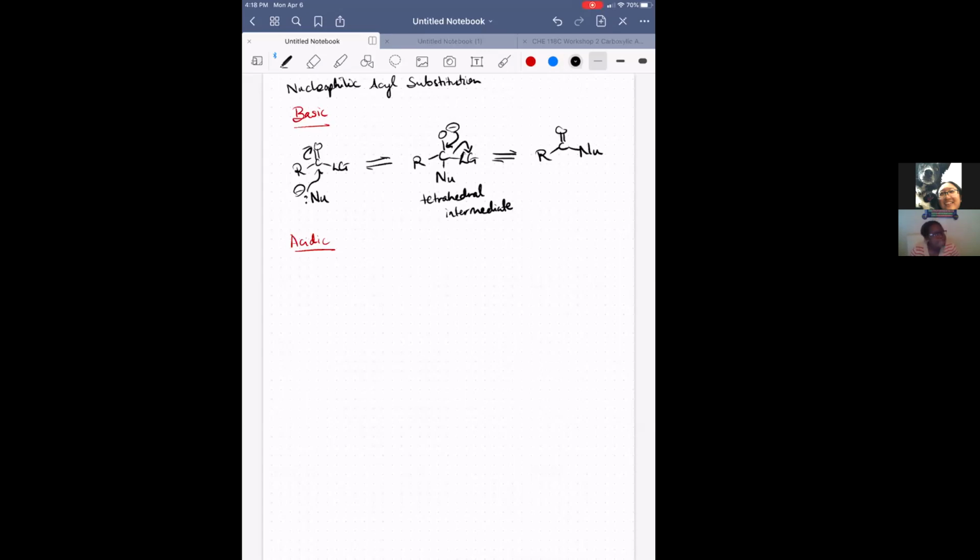Any questions there so far? No? Awesome. So that's basic conditions. That's the faster mechanism, like I said. In acidic condition, things are a little bit different.